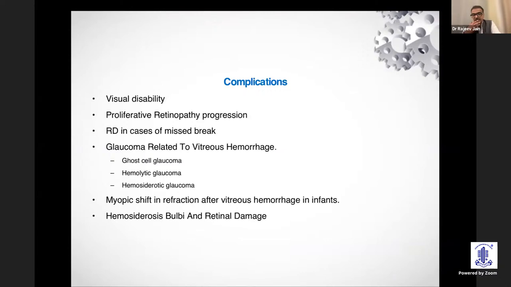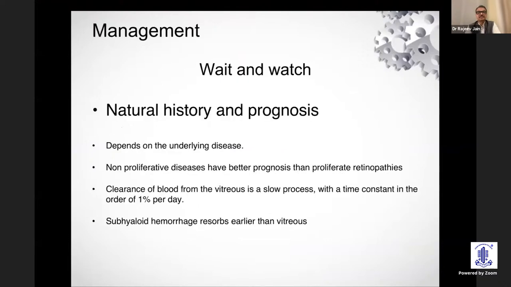Another important thing which I have come across is myopic shift in refraction after vitreous hemorrhage in infants. This was something which was new to me, which I had never thought of. And for preparing this presentation, I only came across this. So this is also significant, as it will determine the timing of vitrectomy in children and infants.